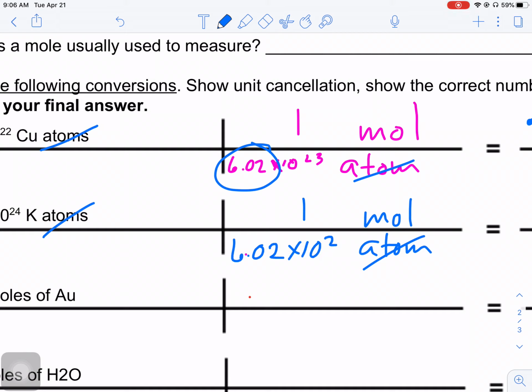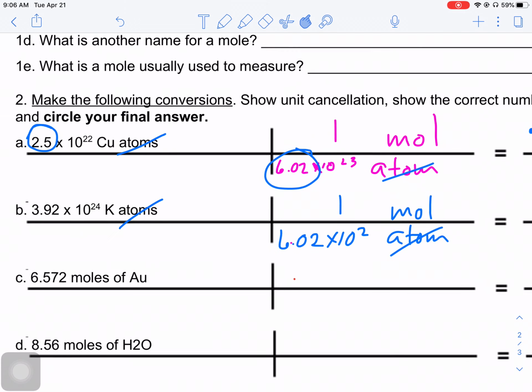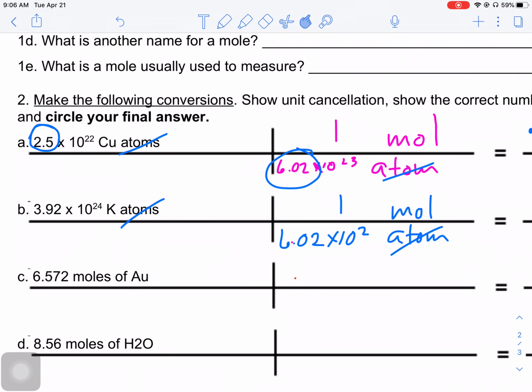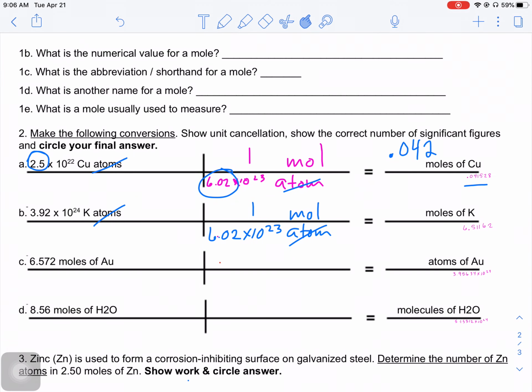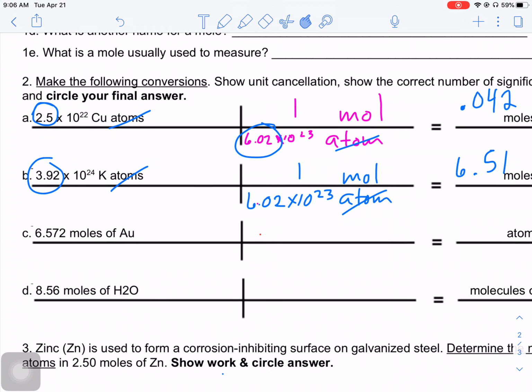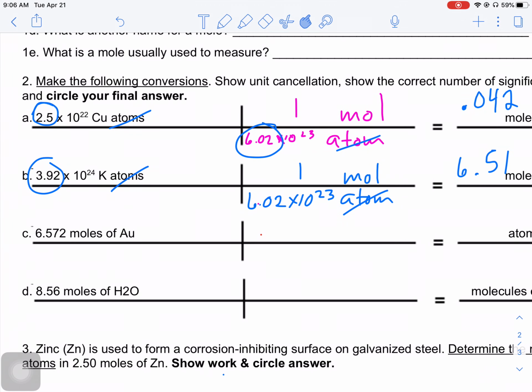in this case, atoms. So in your calculator, you're going to take 3.92 times 10 to the 24 times 1, and then you're going to divide by Avogadro's number, 6.02 times 10 to the 23. And if you do that, your calculator should give you 6.51162. We have 3 sig figs on the top, we have 3 sig figs on the bottom, so I think that we can keep 3 sig figs. I'm going to call it 6.51 moles. All right, so the first 2 calculations were from particles to moles. The last 2 calculations are going to be from moles to particles.